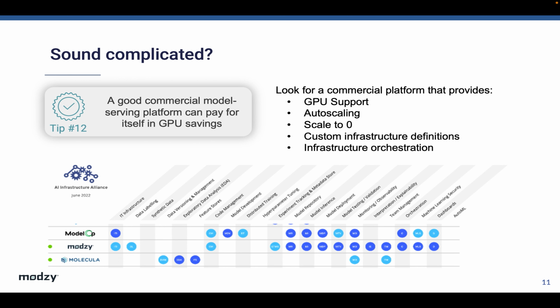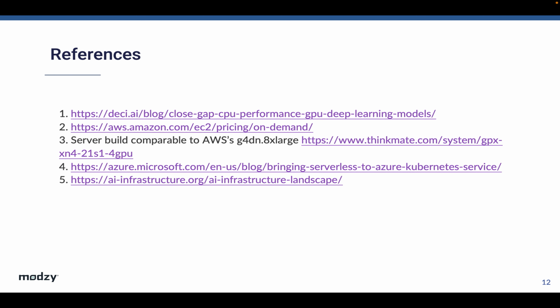One great place to look for all of the commercial tools that can provide this is the AI Infrastructure Alliance. They have a really great comparison tool that you can take a look at, and it shows, for I would say 99% of the machine learning platforms that offer this type of infrastructure management and cost savings, what features they offer and how they work, and you can do a comparison. So highly recommend checking that out.